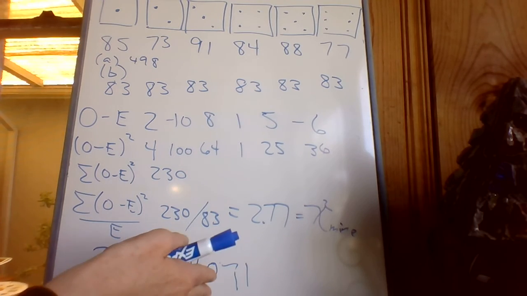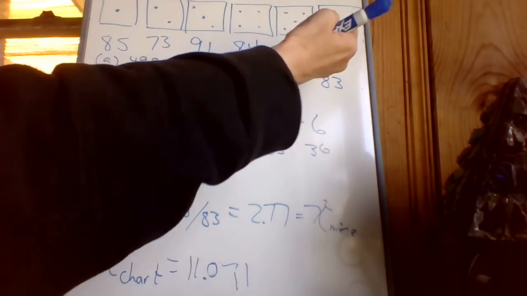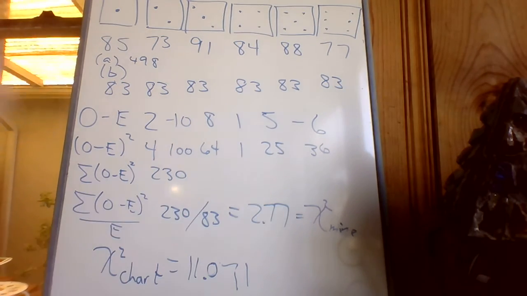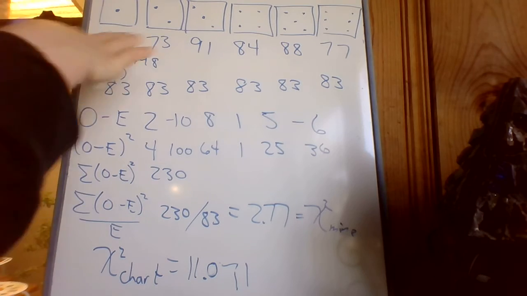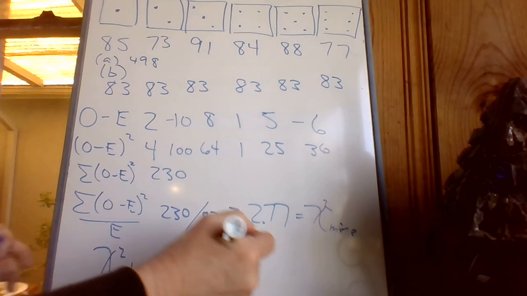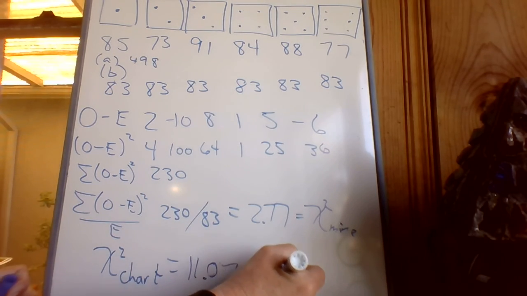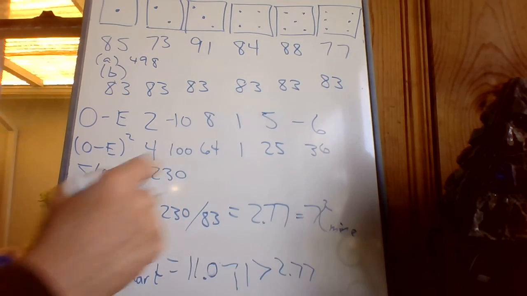Okay, and this is the amount of fluctuation there is in this list of numbers right there. 2.77 is the amount of fluctuation in this one. And if there's not that much fluctuation, these numbers are okay. So that's less than 11.071, greater than 2.77. So the die is fair.